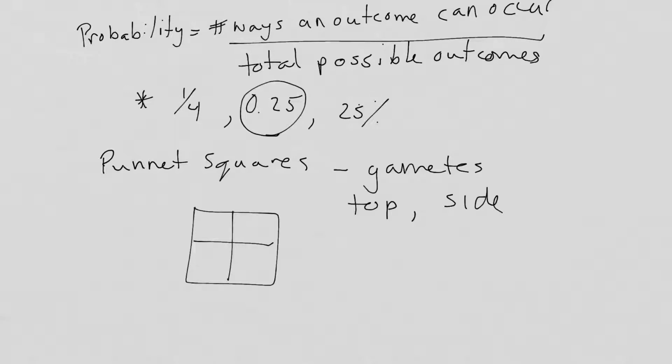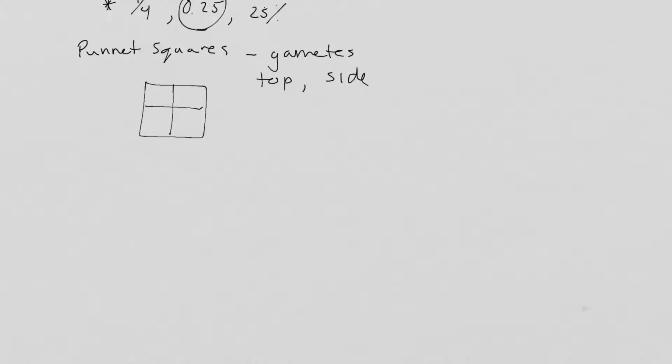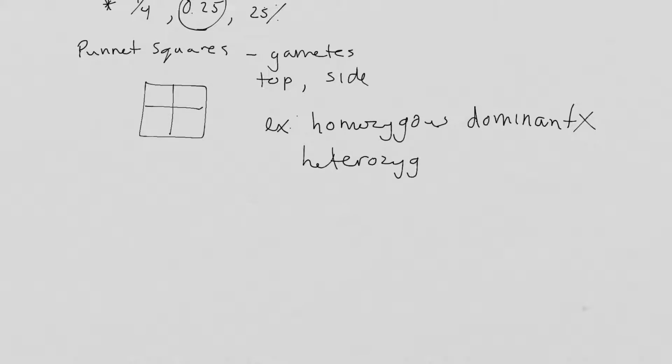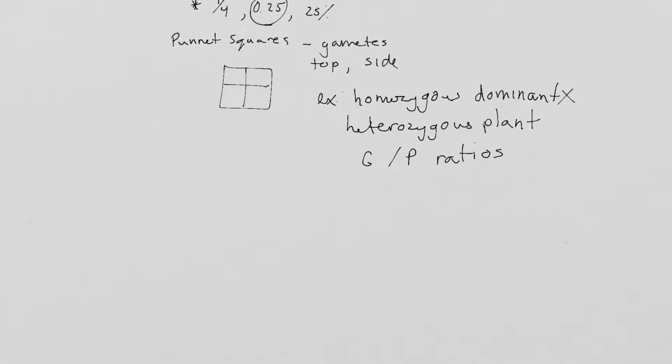So the example that I've given to you on your notes says, example, a homozygous dominant plant crossed, so we use an X for that, crossed with a heterozygous plant. And it says predict the genotype and phenotype ratios. So that's just what the example on your page says. I know I wrote it a little bit messy, but that's totally cool.